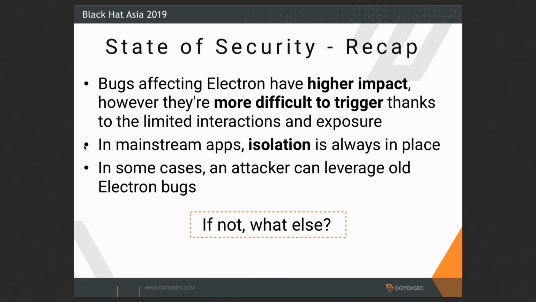So if you wanted to summarize the state of security for Electron, and I see a lot of discussion on Twitter around that, this is my personal opinion: it is true that Electron vulnerabilities have higher impact, and if not properly configured, XSS means RCE, but they are more difficult to trigger. It is not just like browsing a page on a browser. And if you look at an important application, the applications that we rely on every single day, all applications in this category have isolation in place in some way or another.